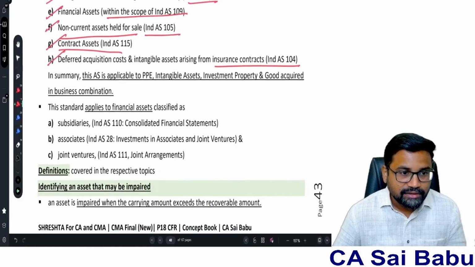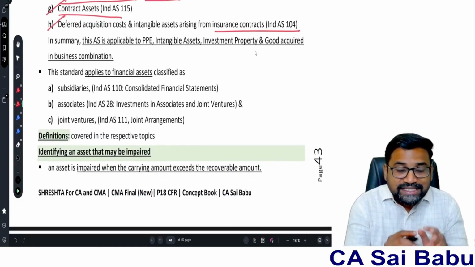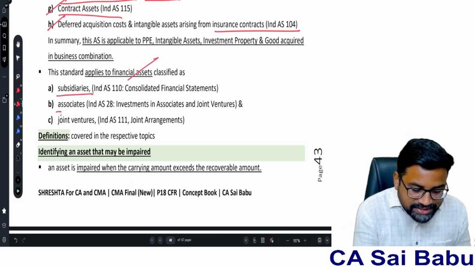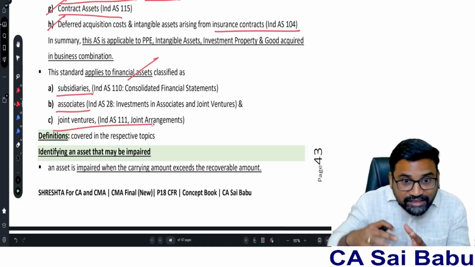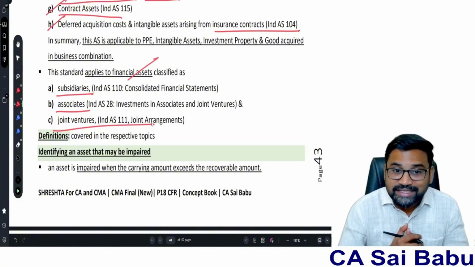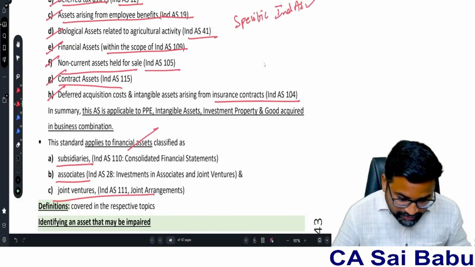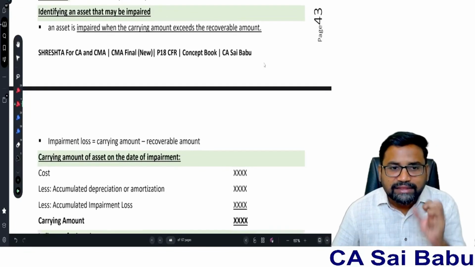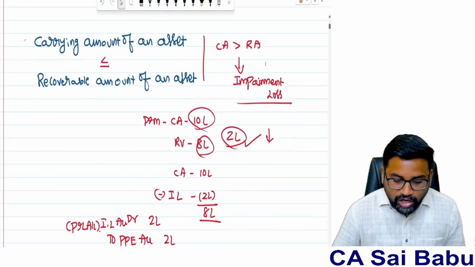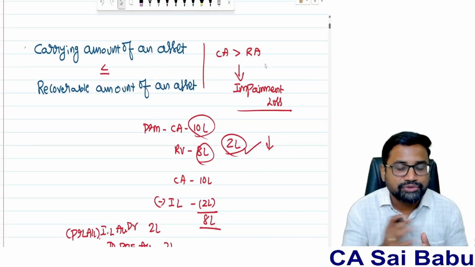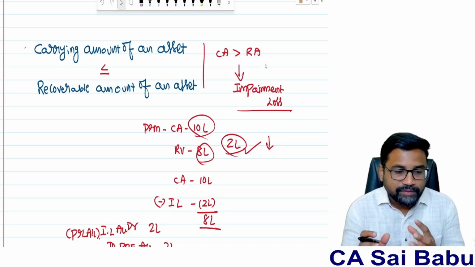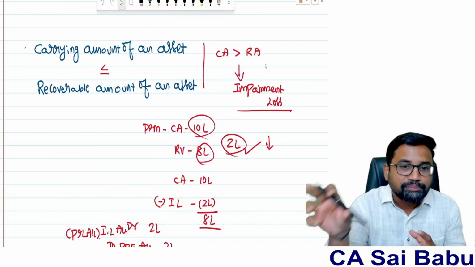And also here one important point: this standard shall also be applied to financial assets like investment in subsidiaries, associates, joint ventures. Even investment in subsidiaries, joint ventures, associates are also covered under this standard. Remember this. So this is the scope of this standard. Now the main thing of this standard. First of all, this standard says how to identify an asset subject to impairment loss. There are certain indicators that this asset may be subject to impairment loss.